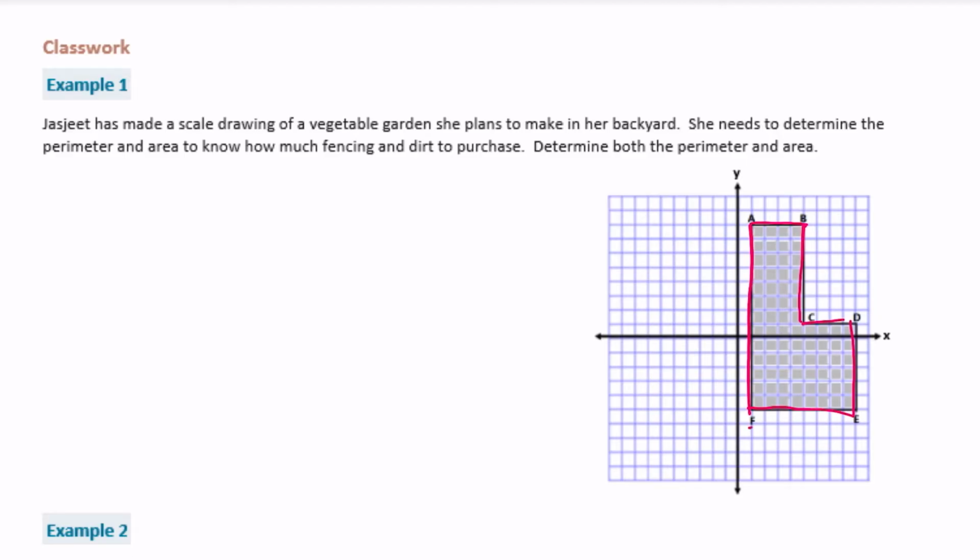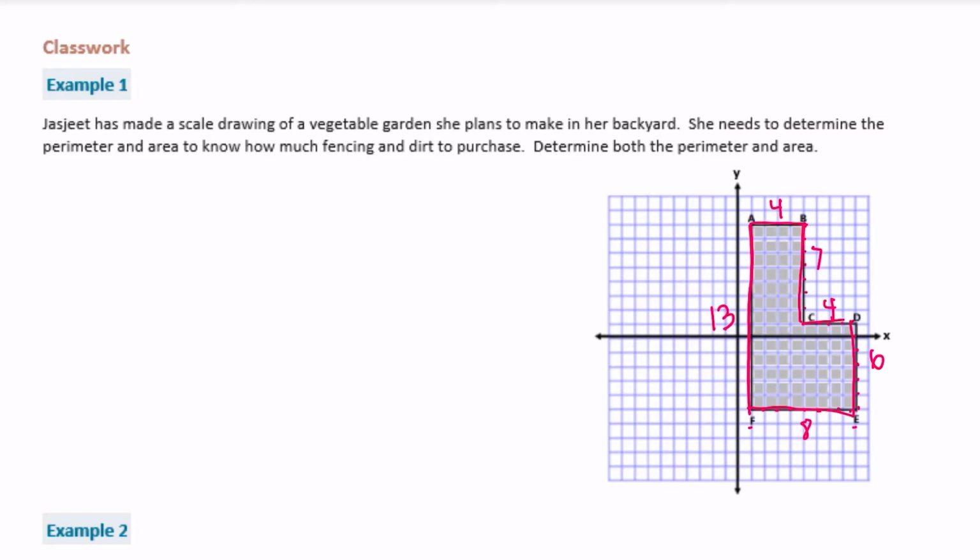Let's start with FE, the distance is 1, 2, 3, 4, 5, 6, 7, 8. DE is 1, 2, 3, 4, 5, 6. CD is 1, 2, 3, 4. CB is 1, 2, 3, 4, 5, 6, 7. AB is 4. And AF would be 7 plus 6, so it's 13.